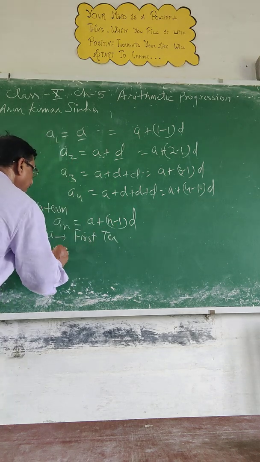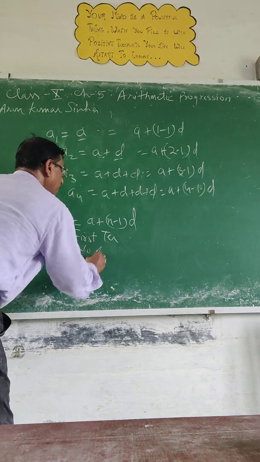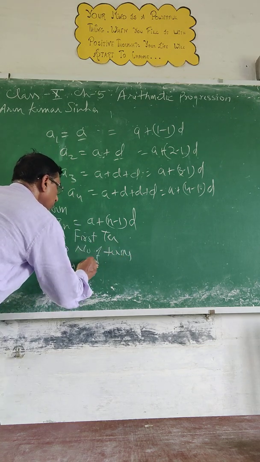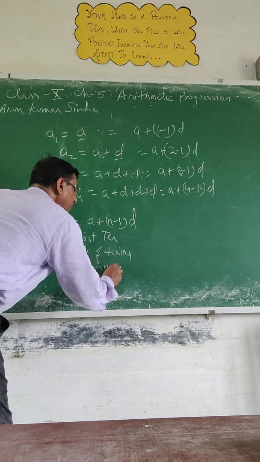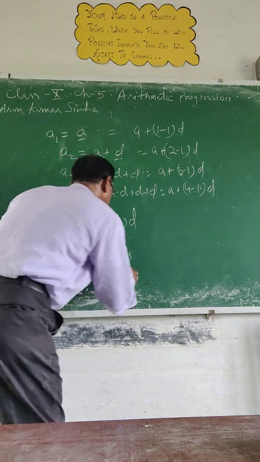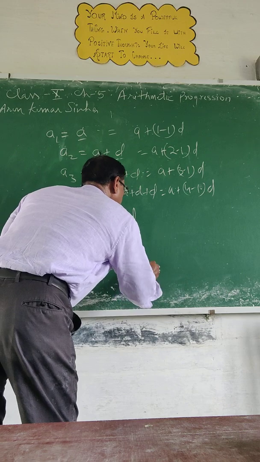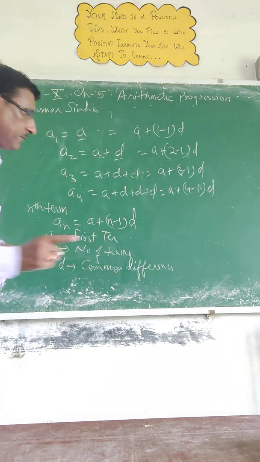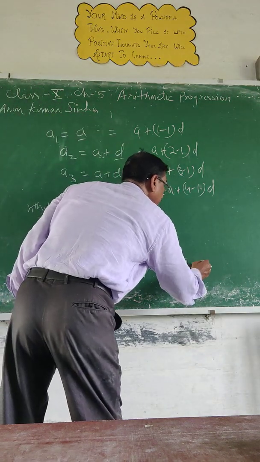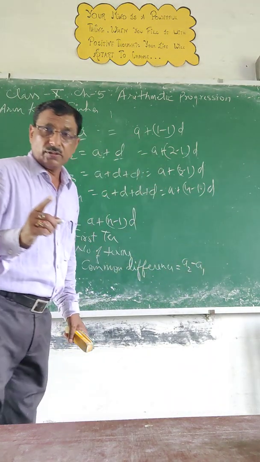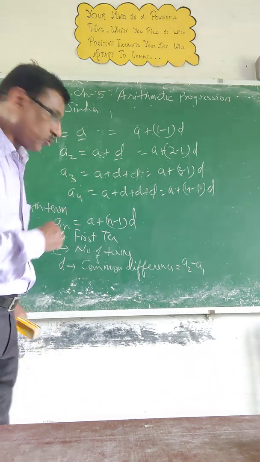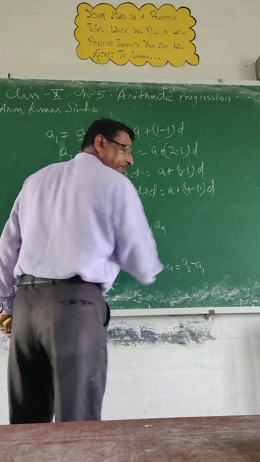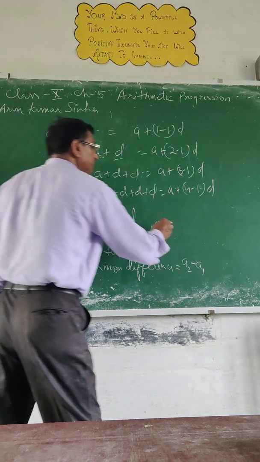What is your n? Number of terms. What is D? Common difference. Common difference is what? And how will you find the common difference? That is difference of consecutive terms. A2 minus A1, A3 minus A2, A4 minus A3, and so on. So you can see. And what is your AN? Can you see what is your AN?